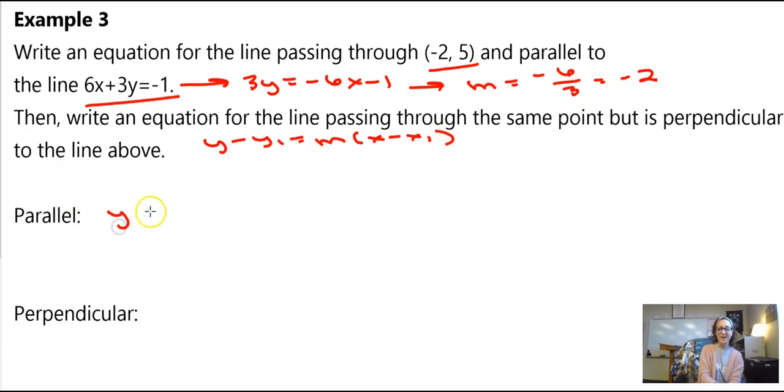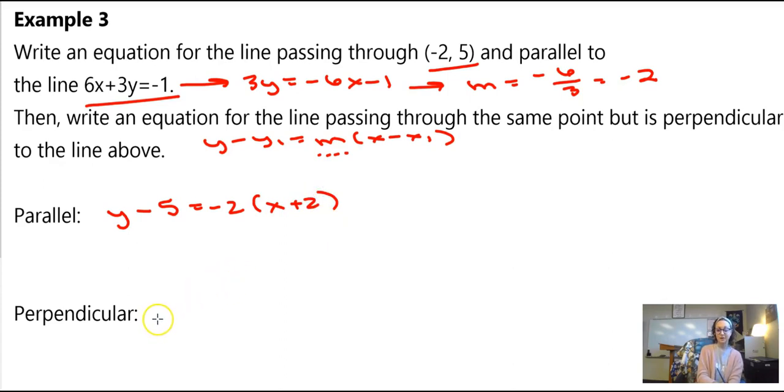So I've got y minus, what's y1? 5 equals, now what am I going to plug in for m? Negative 2 times the quantity x minus, and what is x1? Also negative 2, right? But x minus negative 2 is the same as x plus 2, right? So there is my parallel line.